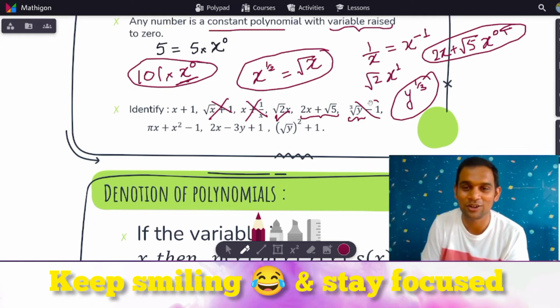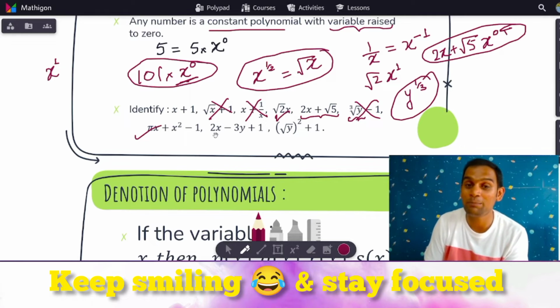No, right? So this is not a polynomial. Pi x plus x square minus 1. Now pi is an irrational number. It is multiplied with x, but here we have x to the power 1, and 1 is a whole number, and obviously x square minus 1. So all the powers over here are whole numbers. So this is a polynomial.